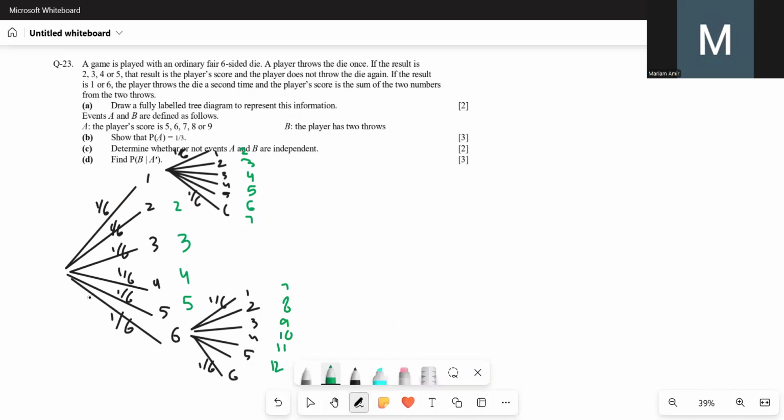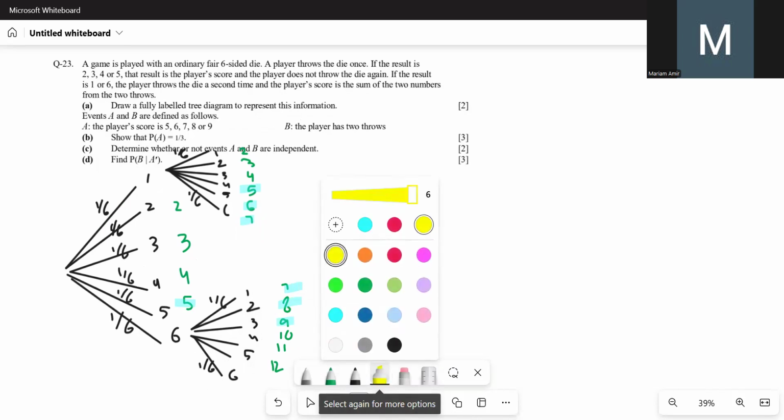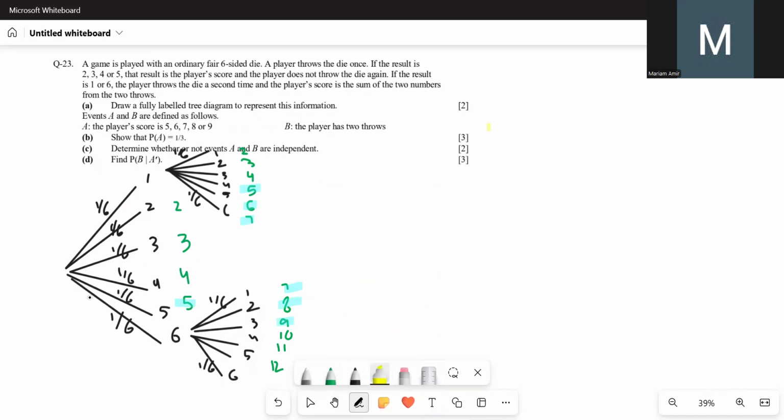Okay. So event A is that the score is 5, 6, 7, 8, or 9. Let me highlight that: 5, 6, 7, and 5, 6, 7, 8, and 9. So these are all event A. And event B is that the player has two throws. Let's highlight all the event B's as well. We get two throws in all of these 6 cases and 2 throws for all of these 6 cases.